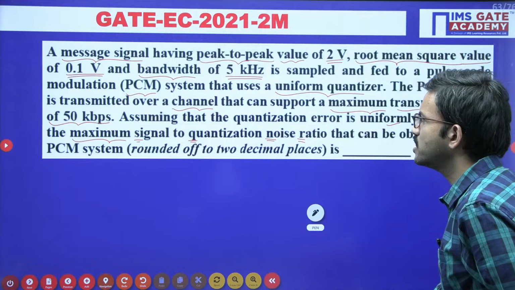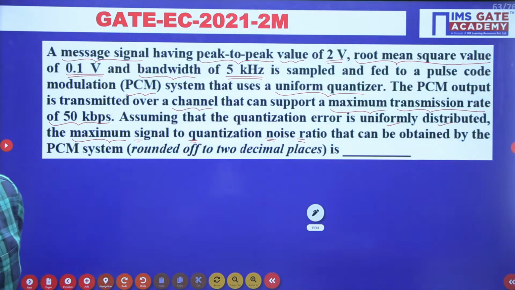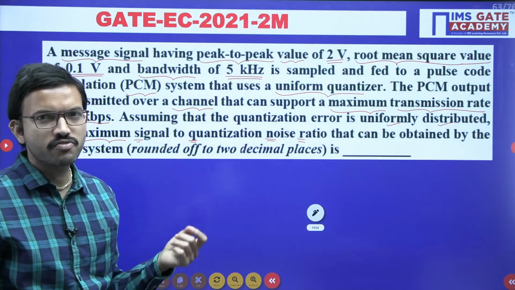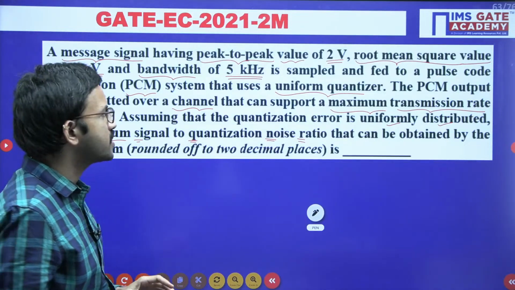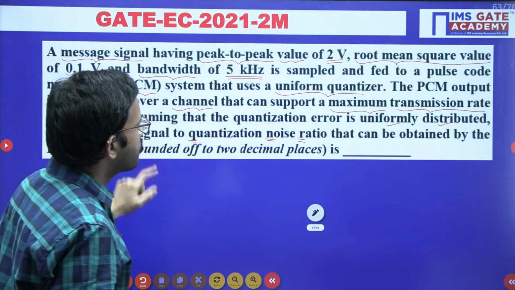Just look at the question. Do we have the number of bits directly in the question? No, we don't have it, but we have to find out the number of bits. Once you are able to find the number of bits, after that you can easily proceed further, right? So here, just read this question from here.